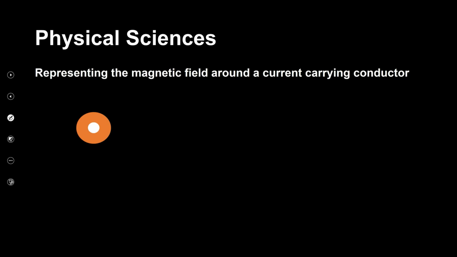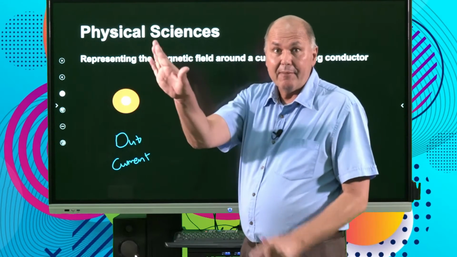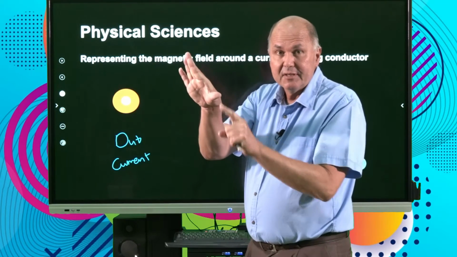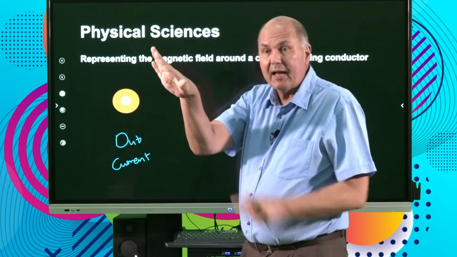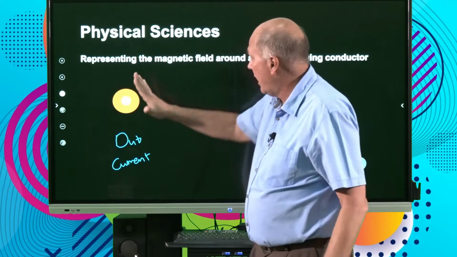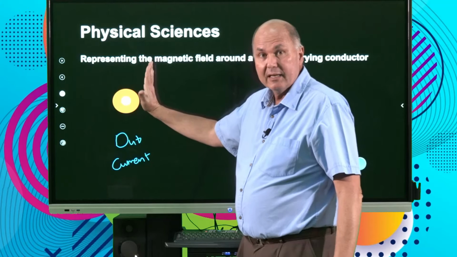The orange circle there represents a piece of copper wire that we've cut in cross-section. And the dot is telling us that the current is coming out. So the direction of the current is out. Now, have a look here. The thumb tells us the direction. So if the current is coming out, the thumb must be pointing out of the board, over here like this.